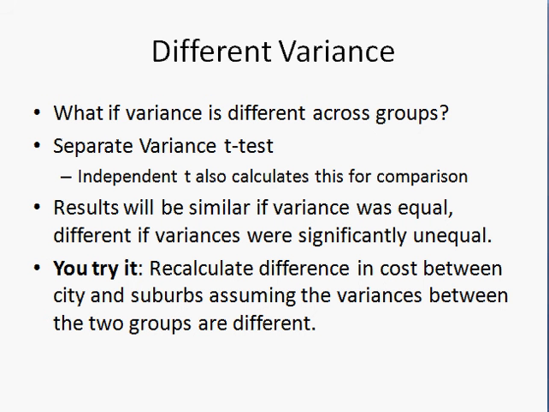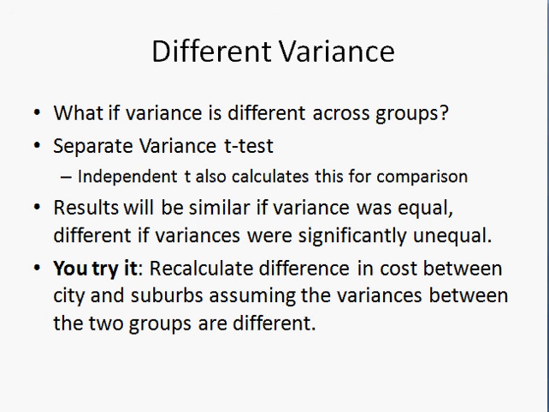So what if the variance was different across the groups? So instead of doing a pooled variance t-test, we would do a separate variance t-test. So the math for the separate variance t-test is quite a bit different than the pooled variance t-test, but because we're doing both tests within PASW, they will look the same. So even though we're doing something fundamentally different, the output is similar and the results are similar. If the variance was equal, then you won't get much difference, but if our assumption of equal variance was wrong, the pooled variance t will be quite a bit different from the separate variance t.